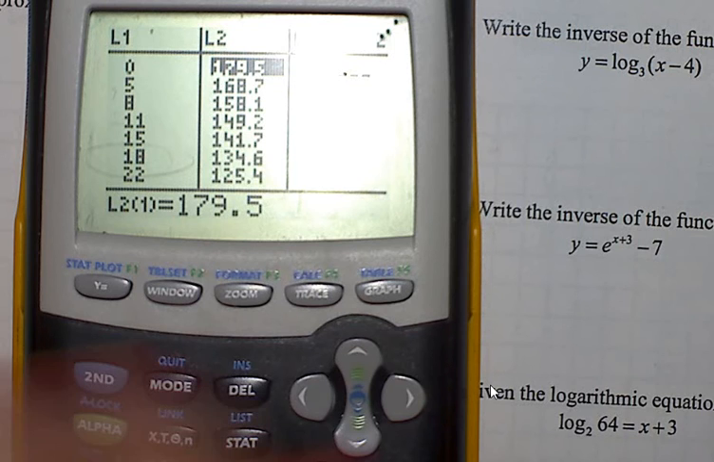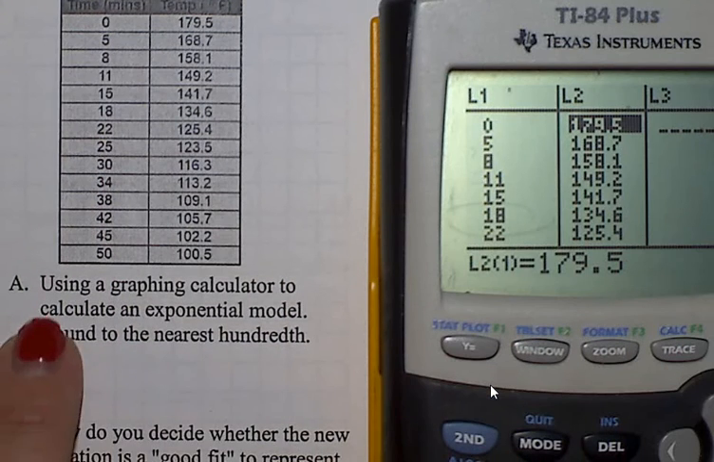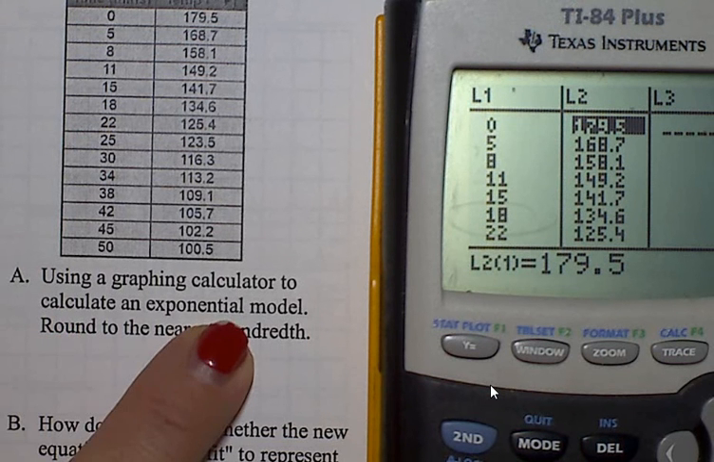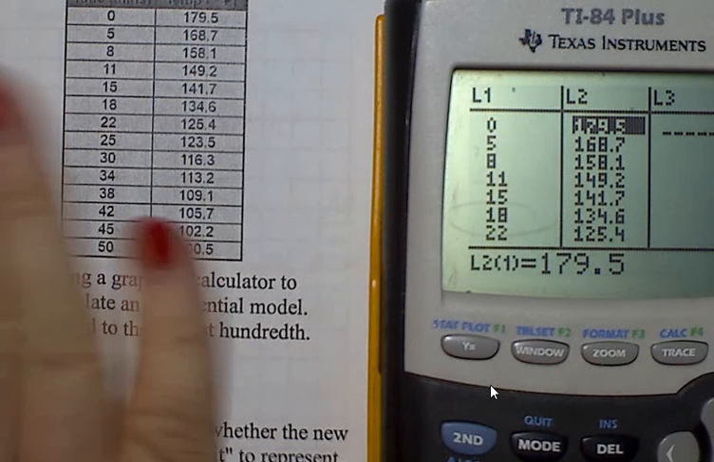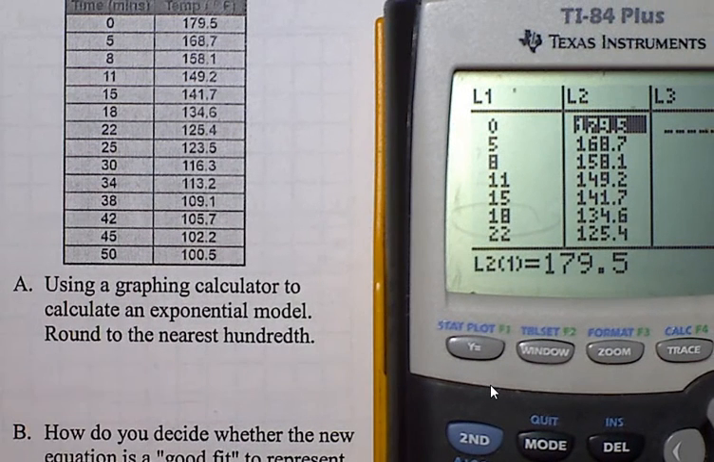We're going to do A through D together. A specifically says use a graphing calculator to find the exponential model. Now, before you do that, B says how do you know if this is a good model? So for us to do A and B together, I'd like everybody to turn the diagnostics on.